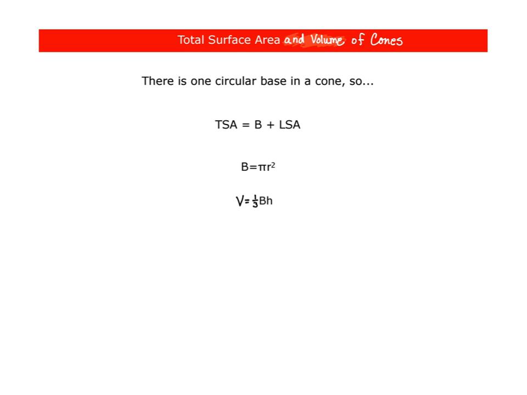The total surface area of my cone is one of the bases, because I only have one, plus the lateral surface area. Now, you have to remember the base of a cone is a circle, so the formula for that base is pi r squared. The volume of the cone has the exact same formula as the volume of a pyramid: 1/3 the area of the base times the height. Notice here, this h is the height of the cone. It is not the slant height, so it's different.